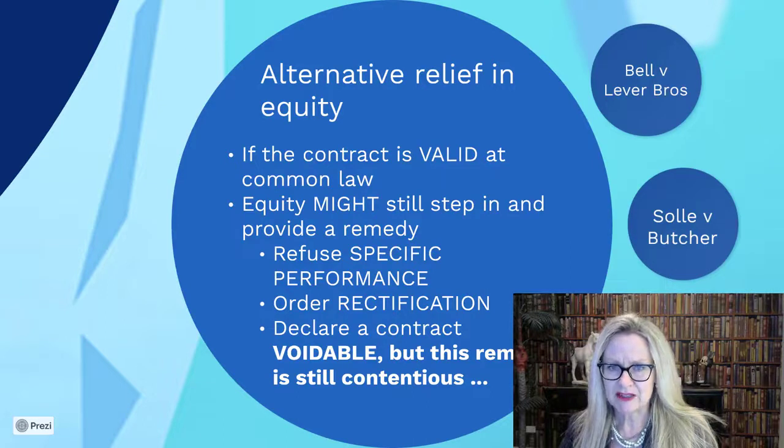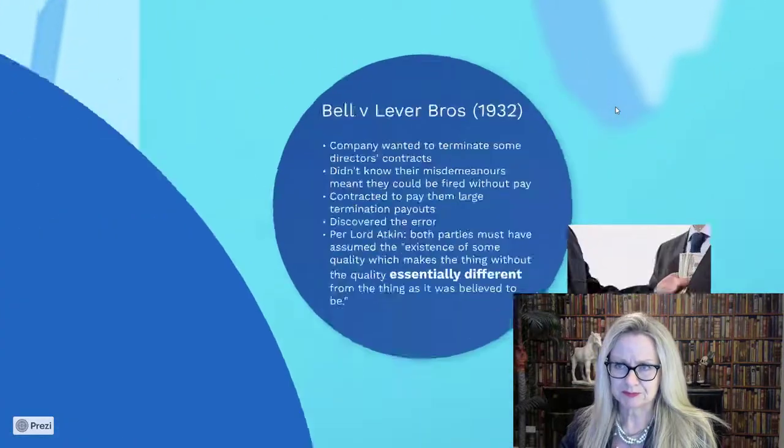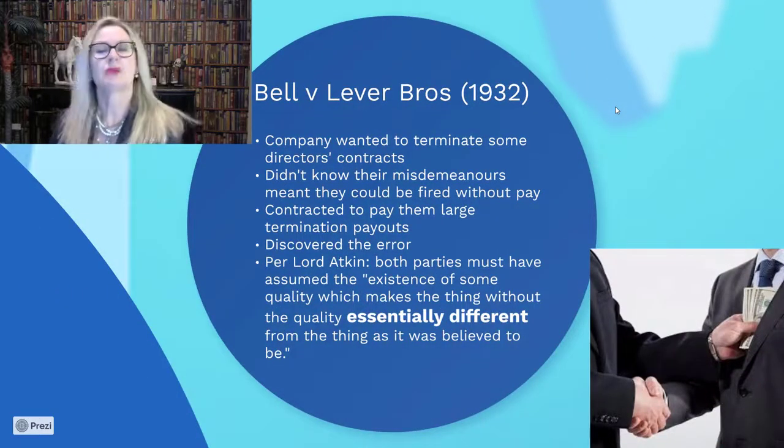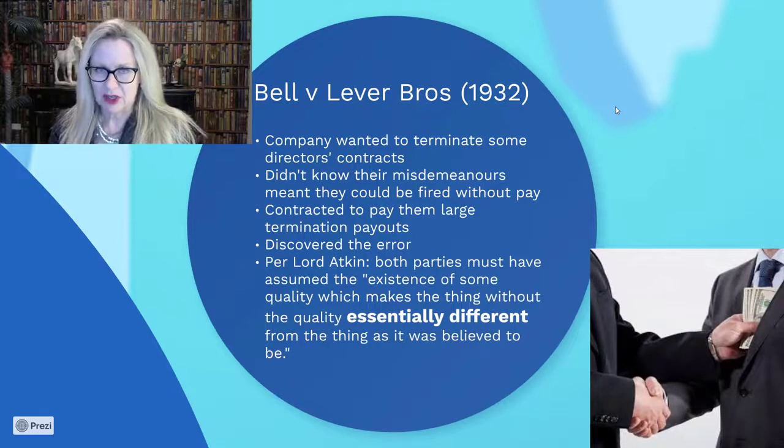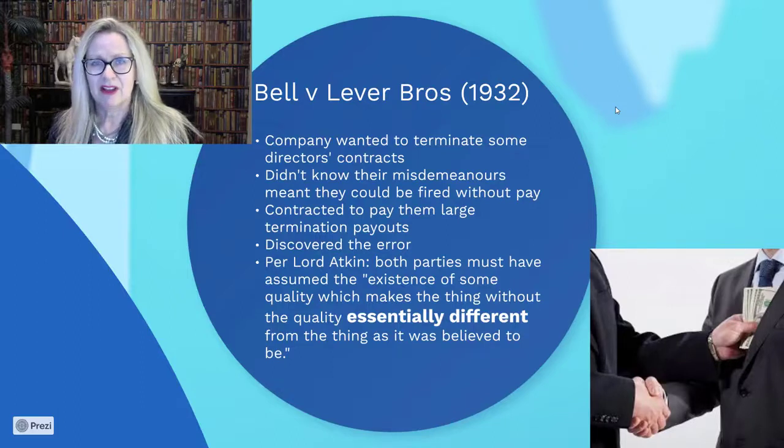The first case that we need to look at on this issue is Bell v Lever Brothers. And in this case, we had a bunch of naughty directors who actually could have been fired without paying them any money. However, neither the directors nor the company knew this, and so the company just wanted to get rid of them and decided to give them a payout and send them on their way. Well, that was all very good, but the company then found out that they could actually go ahead and terminate the contracts for all these directors without paying them anything.